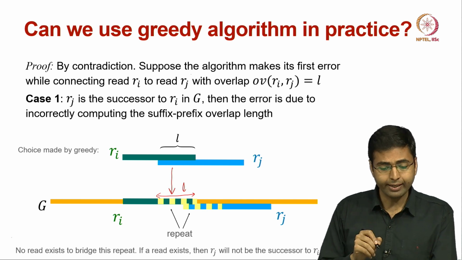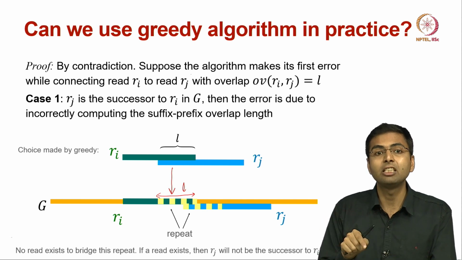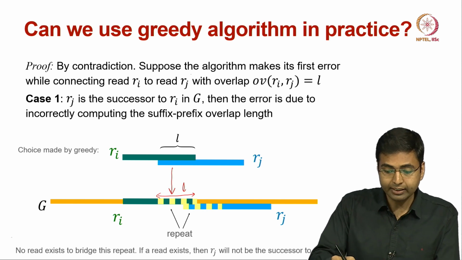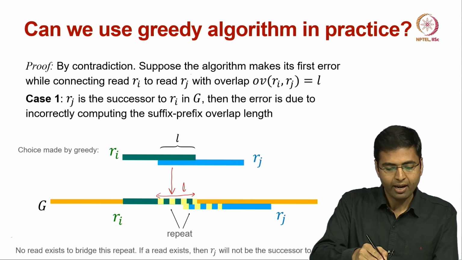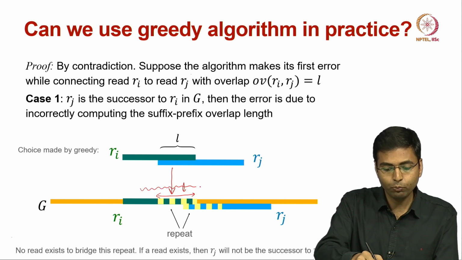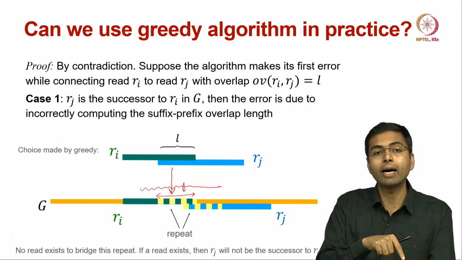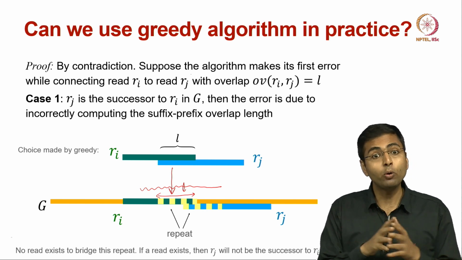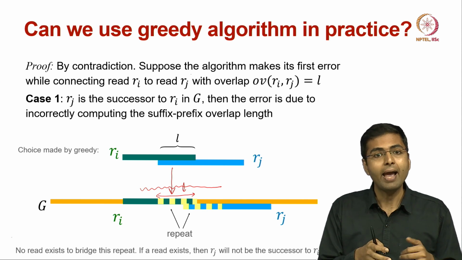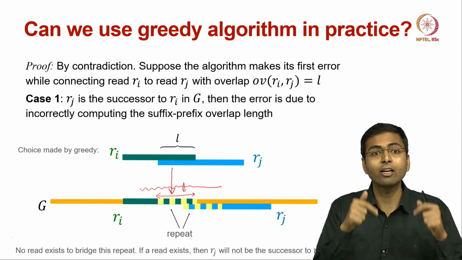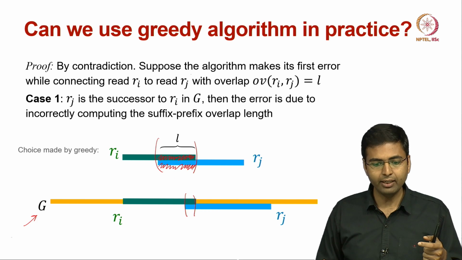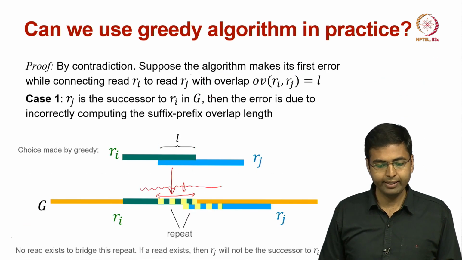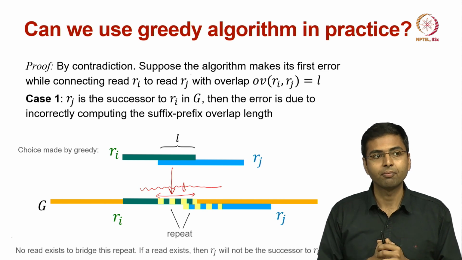But observe that now no read exists to bridge this repeat, which leads to a contradiction, right, because Rj is the successor of Ri, and if there is a read which exists to bridge this repeat, then Rj will not be the successor of Ri in genome sequence G. So, that means that there is no read to bridge this repeat, and for this case we have arrived at a contradiction, because our assumption in the claim is that every repeat is bridged. So, in this case 1 we have already arrived at a contradiction.